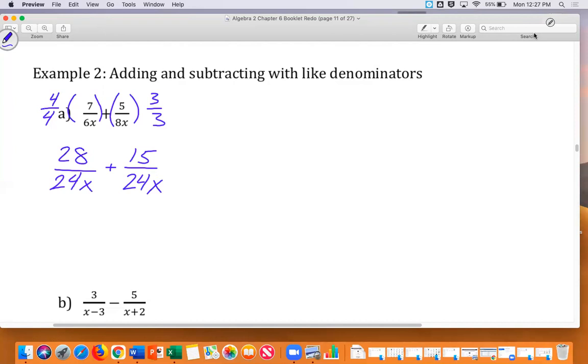Are my denominators the same now? So I can just do 28 plus 15, right? 28 plus 15 is 43 over 24x. Can I reduce 43 over 24x? Lance, what do you think? Yep, okay, you can.